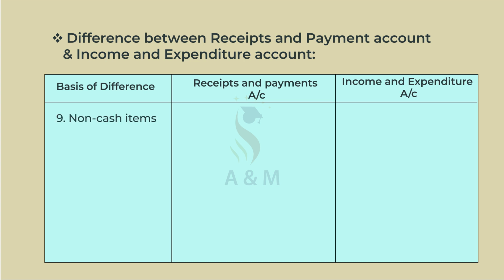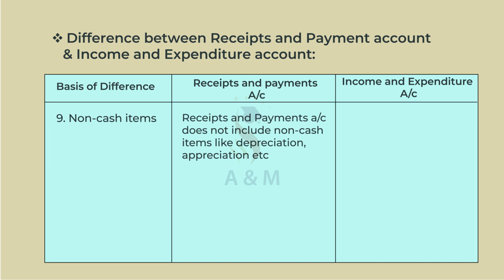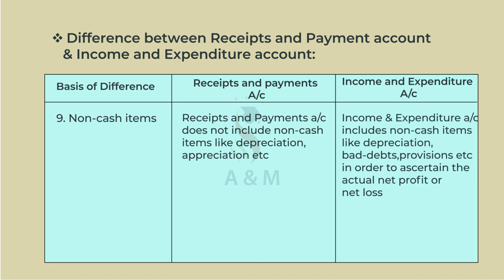Ninth, based on non-cash items. Receipts and payments account does not include non-cash items like depreciation, appreciation, etc., whereas income and expenditure account includes non-cash items like depreciation, bad debts, provisions, etc., in order to ascertain the actual net profit or net loss.